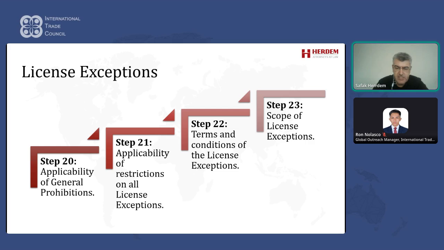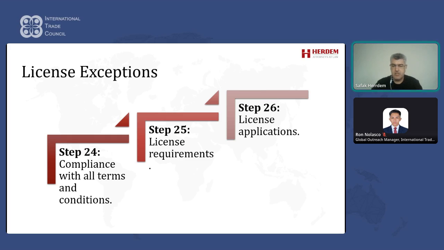Step 23 is the scope of the license exceptions. In step 23, any country or item-specific limitations on the license exceptions should be considered. In step 24, it's compliance with all terms and conditions. And if a license exception is available, it should be ensured that all its required terms and conditions are met to proceed with the export or re-export.